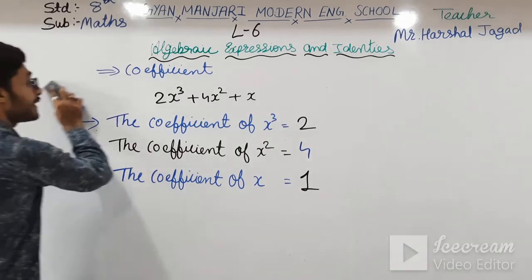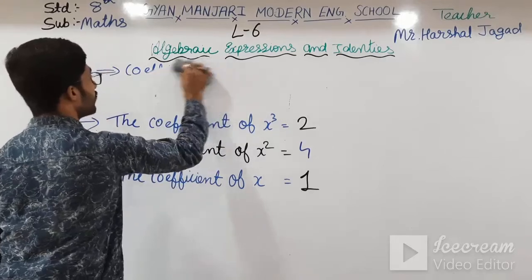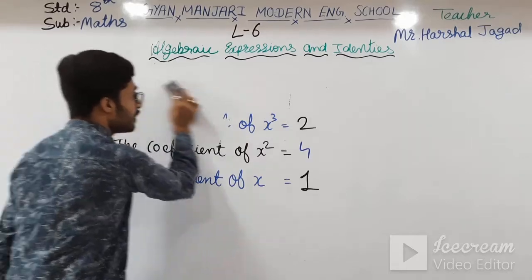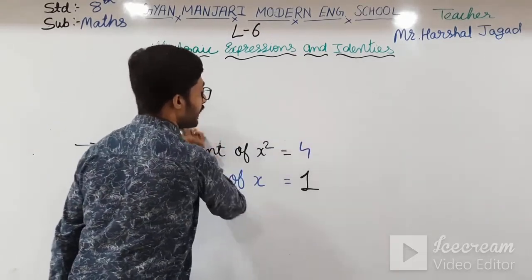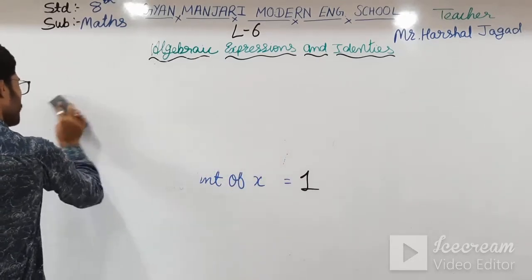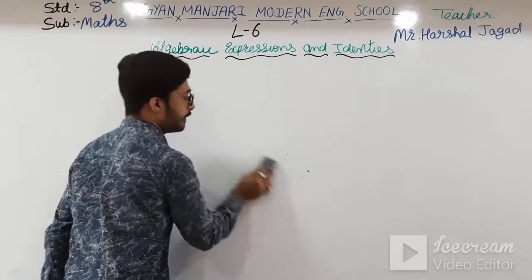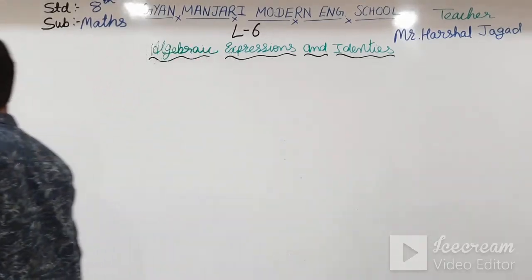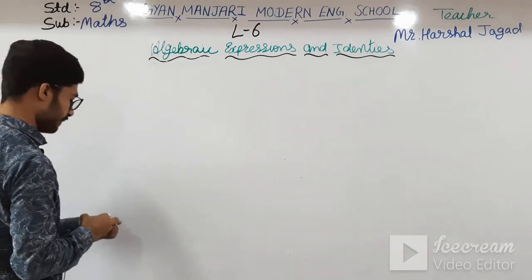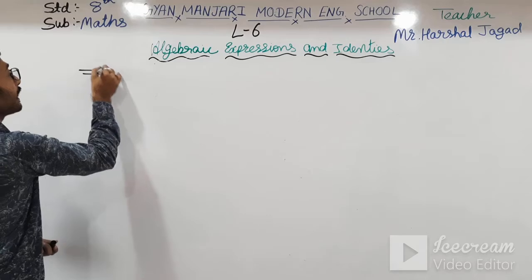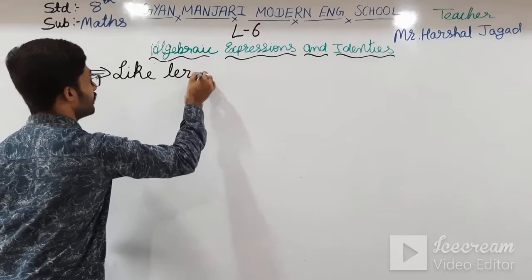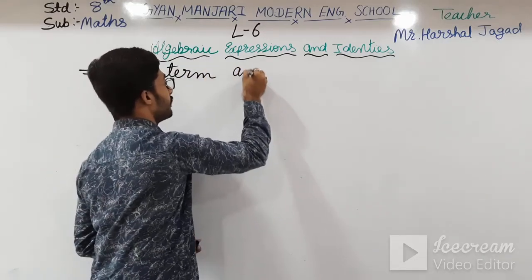Now we will see like terms and unlike terms. First of all, we will see what is a like term. Okay, students. Terms in which the variable and its power are the same are known as like terms, and if they are different, then they are unlike terms. First of all, let me write like term and unlike term.